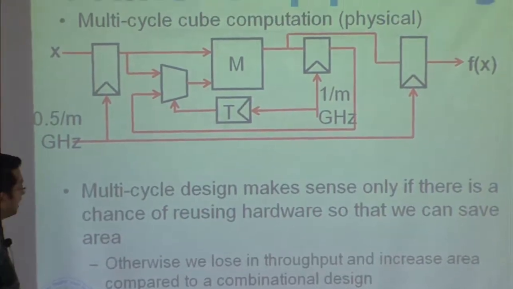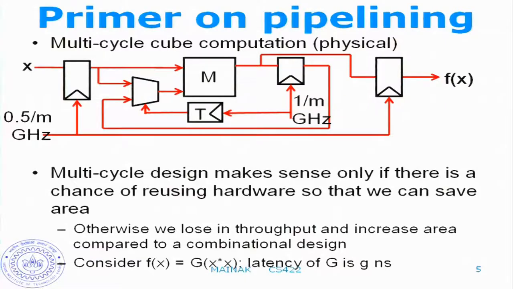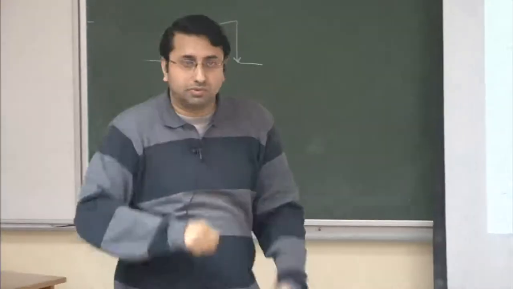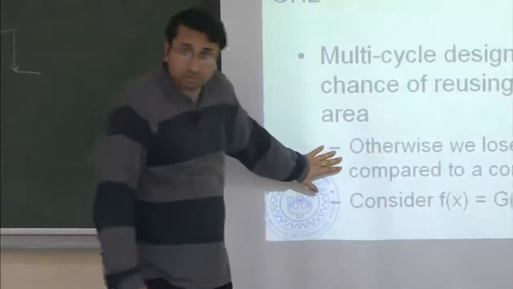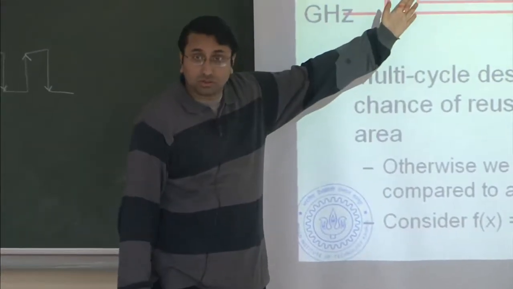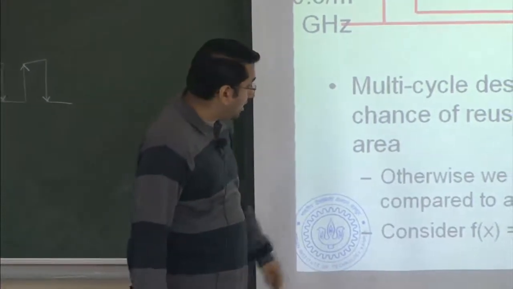So multi-cycle design makes sense only if there is a chance of reusing hardware so that we can save area. So keep that in mind. Otherwise, there is no point doing a multi-cycle design. Here, we could actually use one multiplier. That's why we did a multi-cycle design. So multi-cycle design will actually go through the multiplier multiple times before providing the output. Otherwise, we lose in throughput, as you can see here, we lose in throughput and increase area compared to a combinational design.